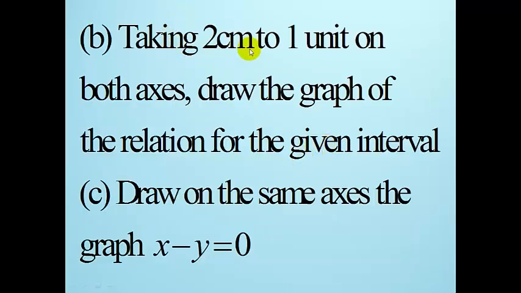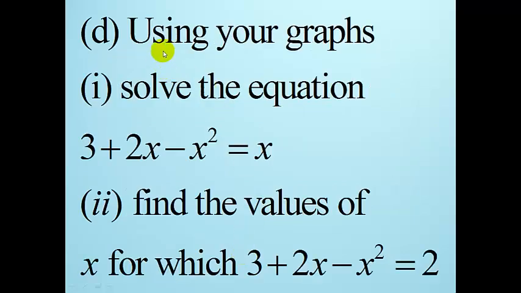Now, taking 2 centimeters to 1 unit on both axes, draw the graph of the relation for the given interval. Draw on the same axis the graph x minus y is equal to 0. Now, using your graphs, solve the equation 3 plus 2x minus x squared equals x. Find the values of x for which 3 plus 2x minus x squared is equal to 2.